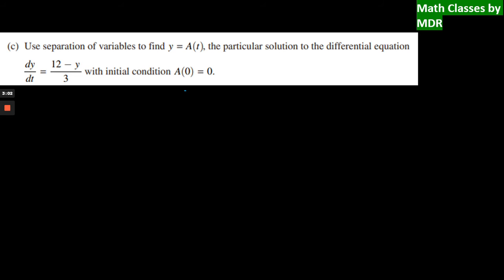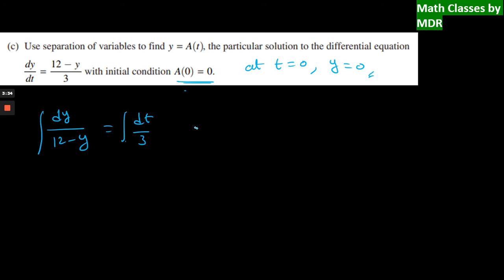Now let's go with the third part. Use separation of variables to find y is equal to A of t, the particular solution to the differential equation dy by dt is equal to 12 minus y by 3 with the initial condition A of 0 is equal to 0. That means at t is equal to 0, y is 0. So let's do the separation of variables. We have dy by 12 minus y and dt by 3. Integrate on both sides to get the solution of this equation.